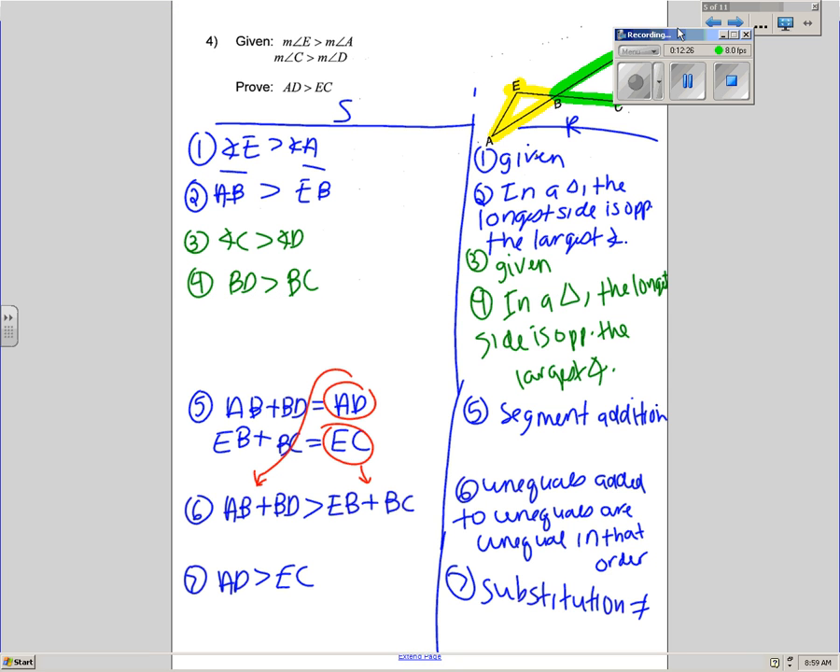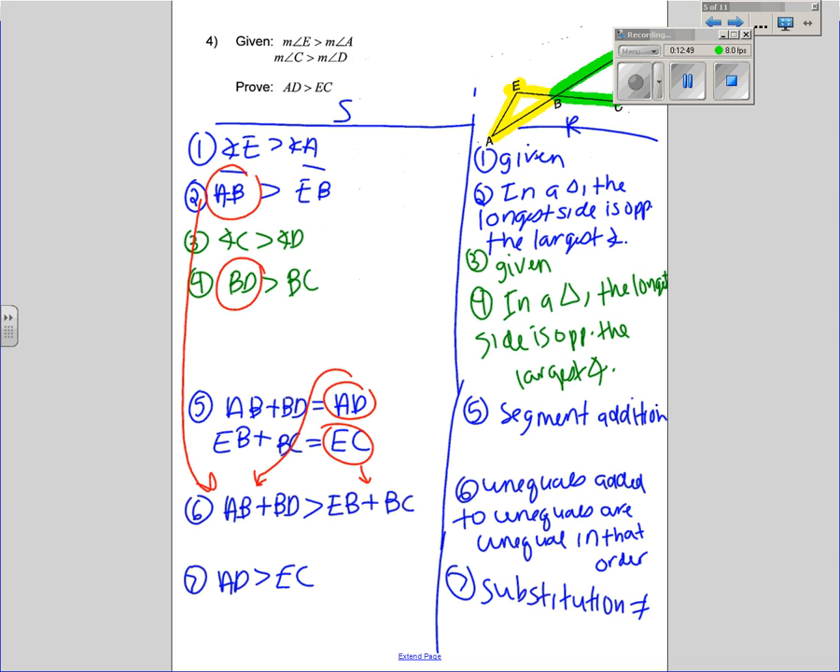So we've got angle E is greater than angle A, which gave us AB is more than EB. And then we've got C is more than D, which gave us BD is more than BC. So then what we're doing is we're taking the bigger pieces. I'm taking AB, which is the bigger piece, and adding it to BD, which is the bigger piece. And that's what's happening here. And then I'm saying it's more than the smaller piece added to the smaller piece. And then segment addition and substitution.